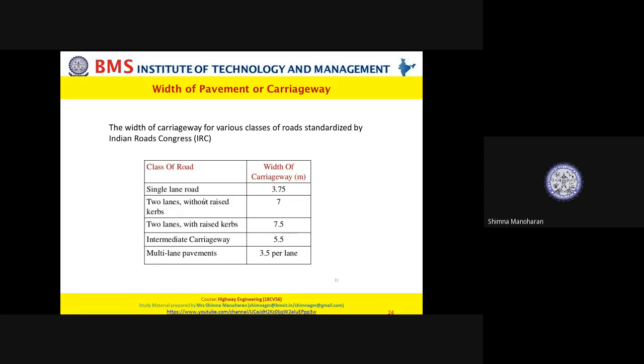Can anyone tell me how you decide whether you have to provide a single lane road or a multilane road? Anyone? Ma'am, depending on the traffic situation. Yeah, it's based on the traffic.